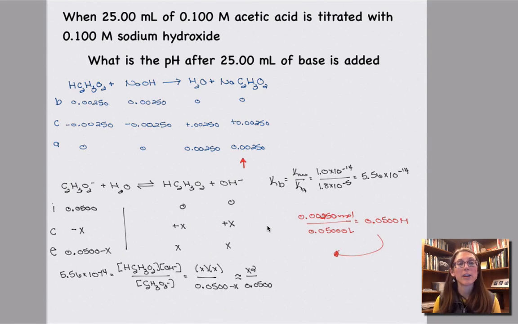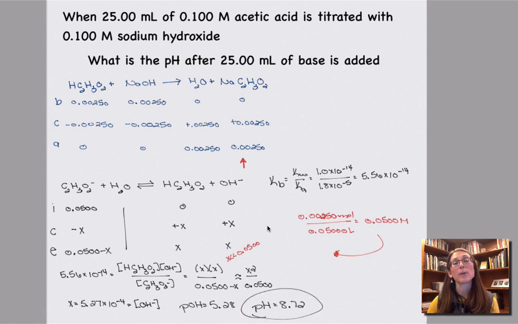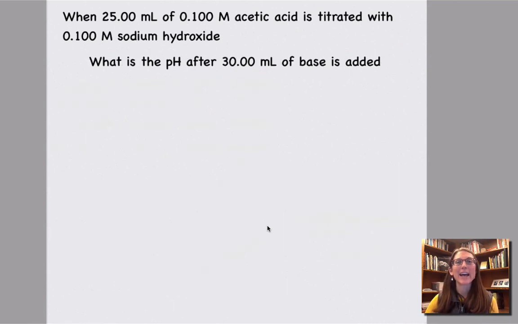And because our Kb value is so tiny, 5.56 times 10 to the negative 10, it's a very safe statement to say that the value of x is going to be much less than 0.05. And so we can neglect it. That'll allow us to solve for x, and therefore our pOH, and from there our pH. And we calculate a pH of 8.72, which you see is basic, as you would expect from having a conjugate base in solution. Lastly, if I keep adding additional base beyond the equivalence point, we are going to end up having excess base.